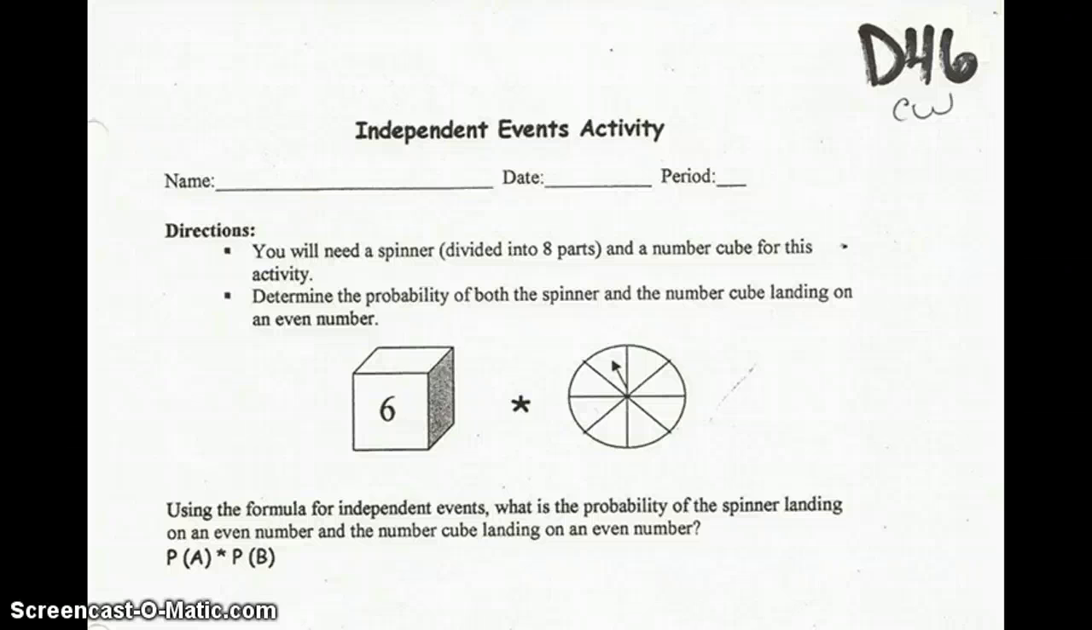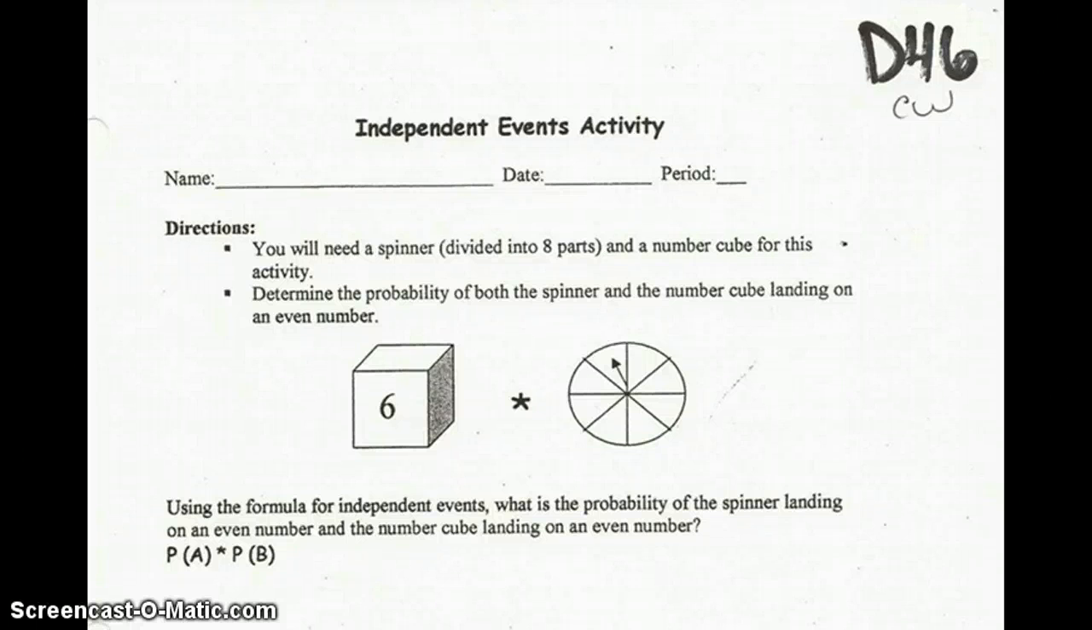Now we are going to do the D46 independent events activity. You are going to need a spinner, which is divided into 8 parts, and a number cube, which will be given to you soon. You have to determine the probability of both the spinner and the number cube landing on an even number. Using the formula for independent events, what is the probability of the spinner landing on an even number and the number cube landing on an even number?